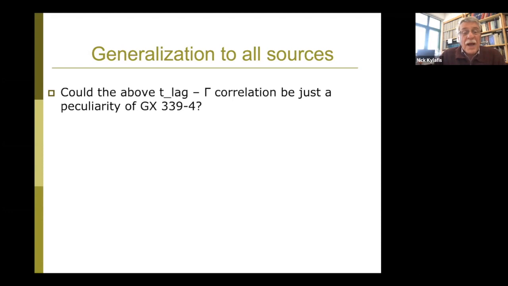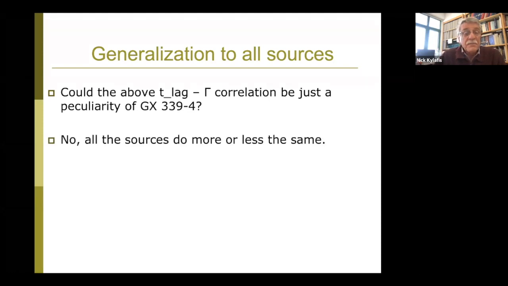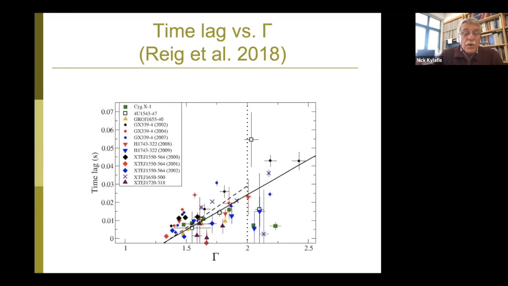We'll get to the end of it, and I'm happy that there are so many questions because it means people follow my talk. Now, I showed you one correlation for GX339-4 between T lag and gamma. Could this correlation be just a peculiarity of GX339-4? No, all sources do more or less the same. Here we put all the sources on this plot, Pablo and I and others. You kind of see that there is some trend towards this black line, and formally this correlation is acceptable.